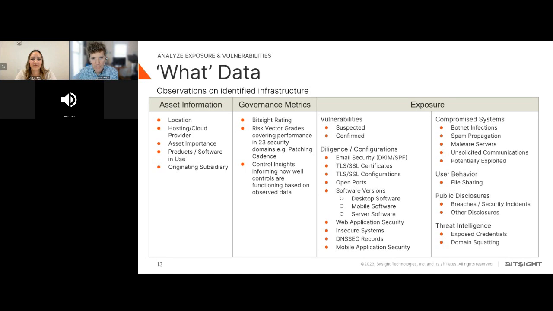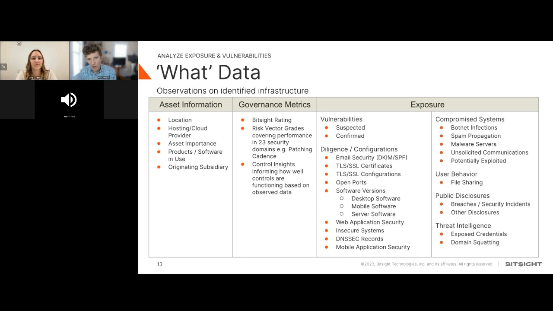There's three kind of categories of information. One is general, like asset descriptor information. I mentioned some of that before. That's things like location, hosting provider. It's saying we have this asset, here's what we know about it. Then we have two categories which are more like security observations and security KPIs. So there's some governance metrics which we provide around the BitSight rating, which is a measure of how likely the organization is to have a security event.